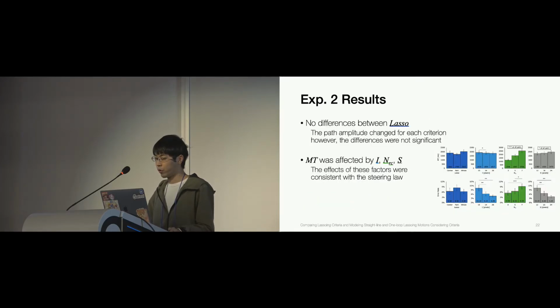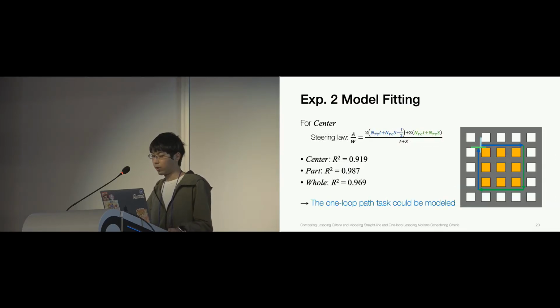Although the path amplitude changed for each criterion, there were no significant differences between the criteria. On the other hand, the movement time was affected by the other factors. The effects of the other factors were consistent with the steering law. For example, for the center criterion, the steering law can be expressed as on the slide. By doing the same for all criteria, the steering law showed good fits. So, the one-loop path task could be modeled.